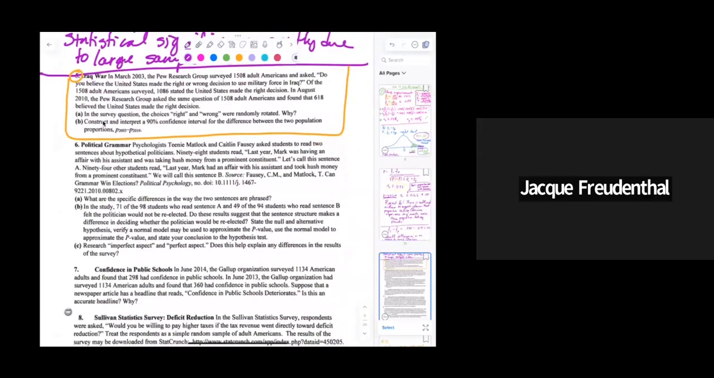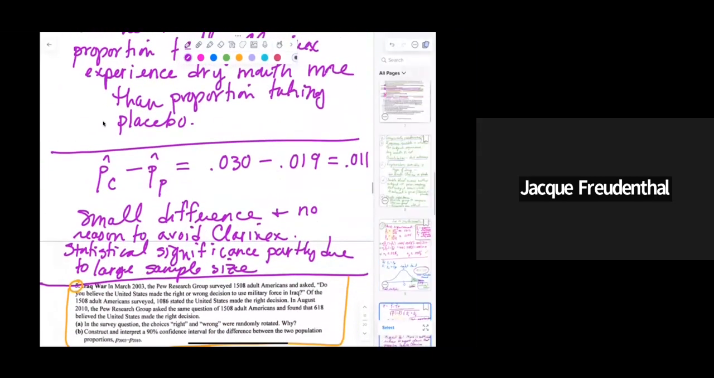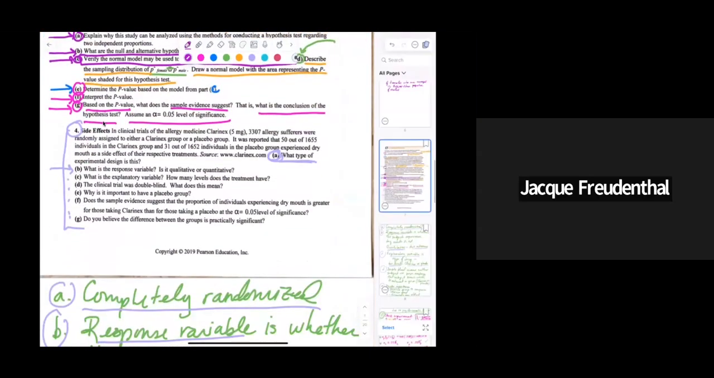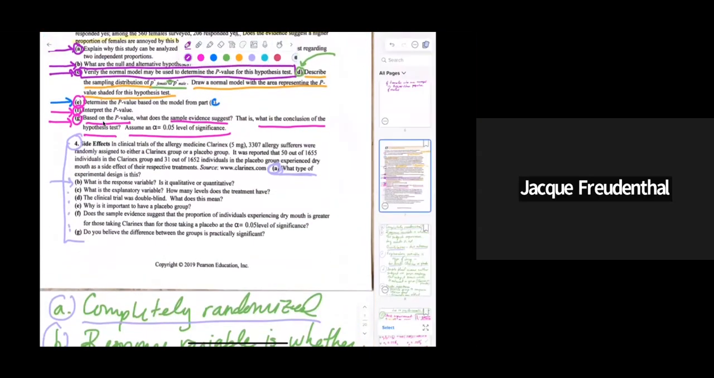Okay, so let me go back to the questions, make sure I'm answering all the questions we have here. Okay, so we have completed part F. Does the sample evidence suggest the proportion of individuals experiencing dry mouth is greater for those taking Clarinex than for those taking the placebo at the 0.05 level of significance? Okay, so we have completed that. Now we're on part G. Do you believe the difference between the groups is practically significant?